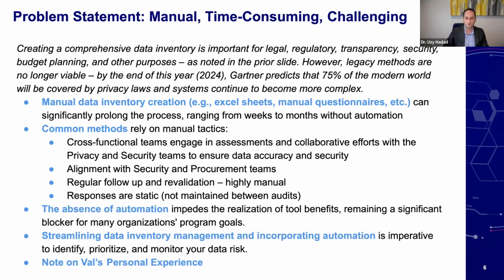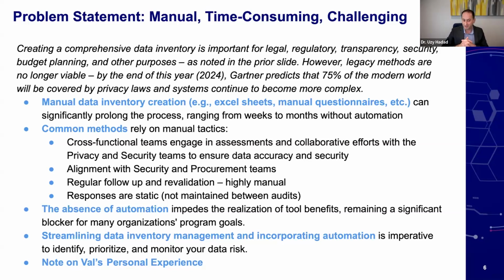And it can't go without saying that the Gartner stat has continued to percolate and be a critical data point, which is that by the end of this year, Gartner predicted that 75% of the world would be covered by modern privacy laws. That means that taking stock of what data you have and the complexity of the ecosystem means that it's not like it used to be, right? You can't just do the old manual data inventory creation the same way. Or you can, but it significantly prolongs the process.